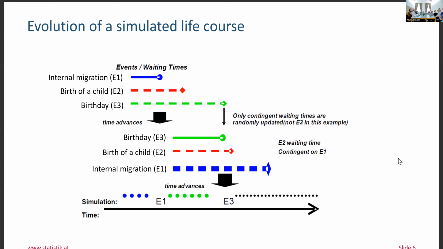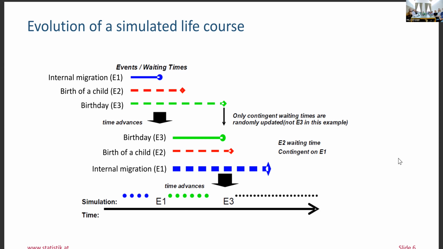And in this case, the internal migration event, the blue line would be the shortest line, so the shortest waiting time. So once this waiting time has elapsed, the event will take place. The person will migrate to a different region, which now means that one of their characteristics has changed and the waiting times are updated.